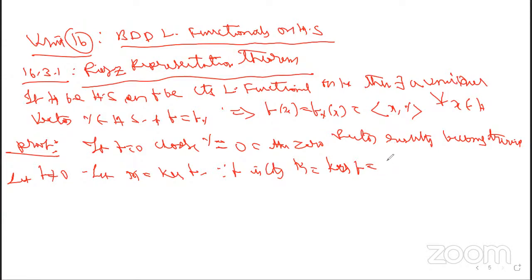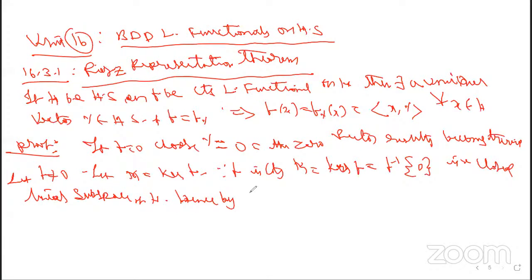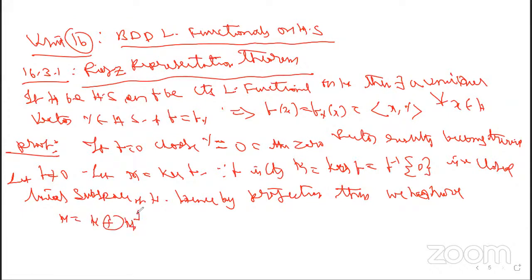The kernel of f, that is f inverse of 0, is a closed linear subspace of H. Hence by the projection theorem, we have H equals M plus M perp. Just now only proved.